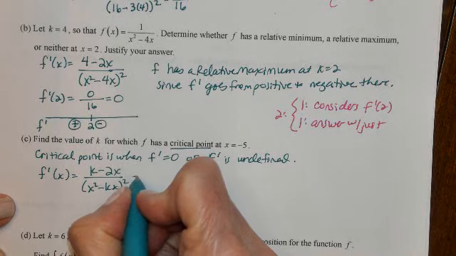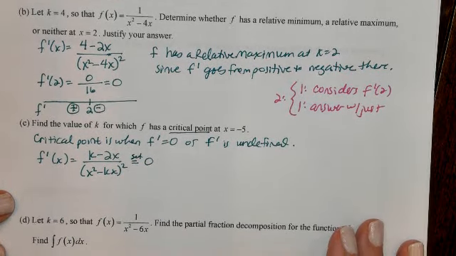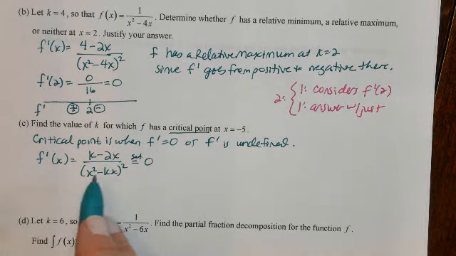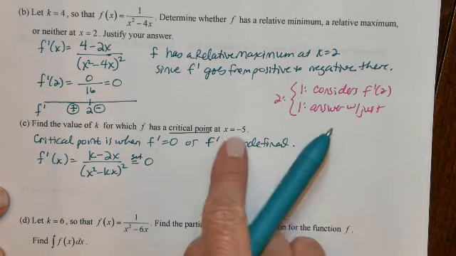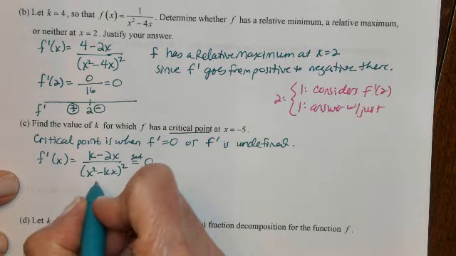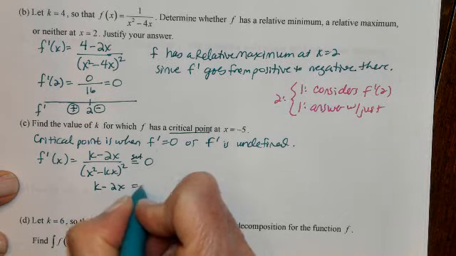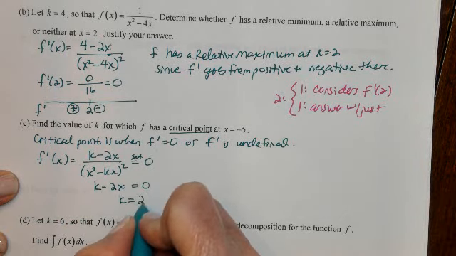All I need to do is find out what value of k makes f prime be 0 when x is negative 5, right? When x is negative 5. So I'm going to multiply both sides by that denominator, right? And k will be 2x.